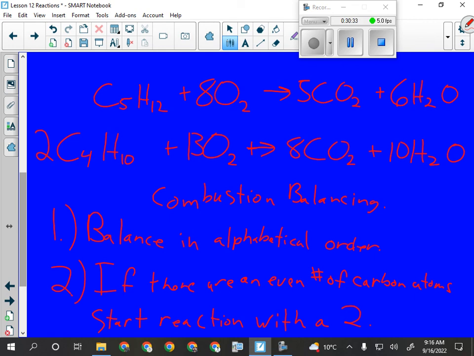Those are the special balancing rules for combustion reactions. Okay? All our other reactions balance way easier than that. For every other type of reaction, all we have to do is start with the biggest number and balance from there. It's really straightforward. But combustion reactions have this problem that we always run into, so we balance them off of that. Okay. Questions on that?